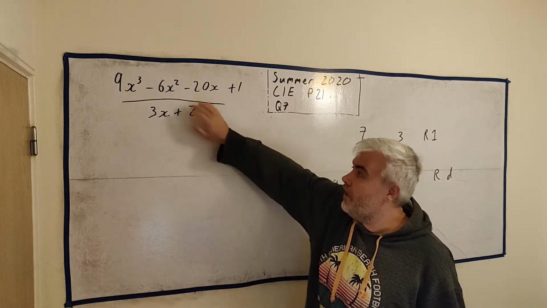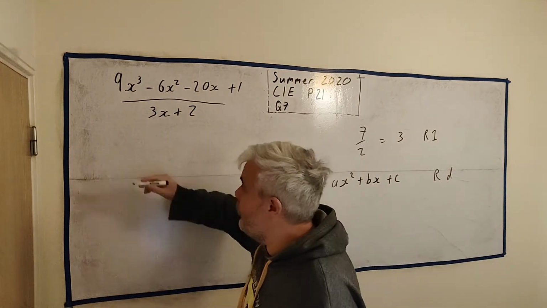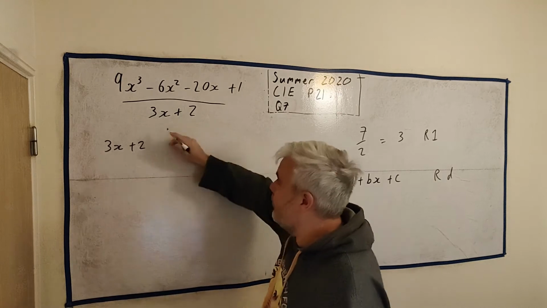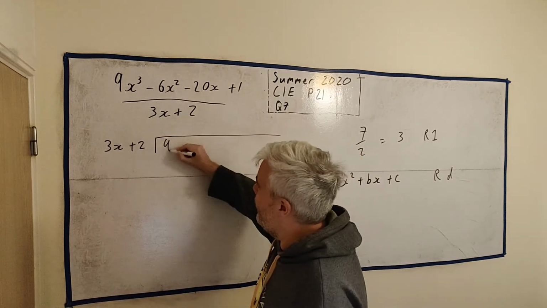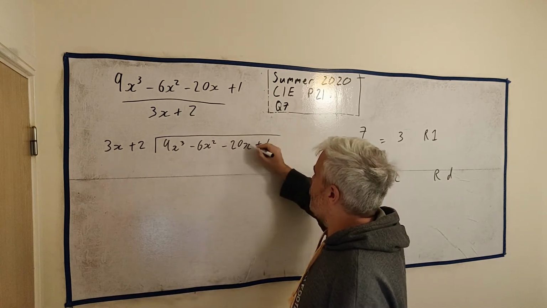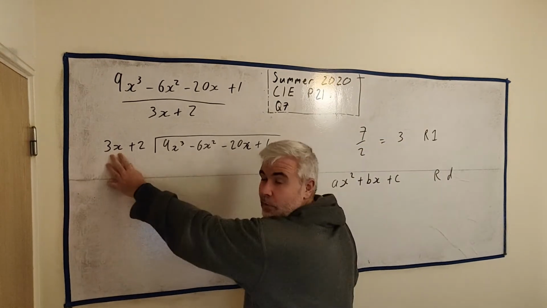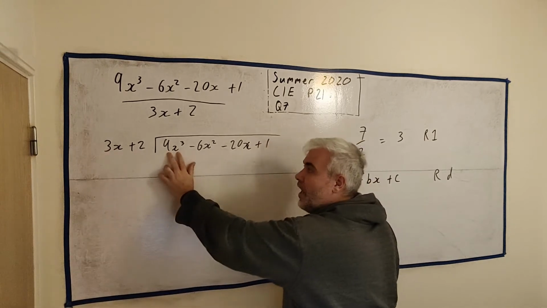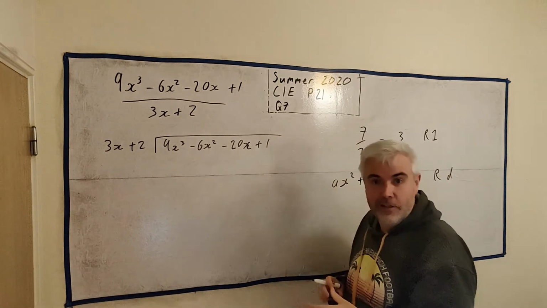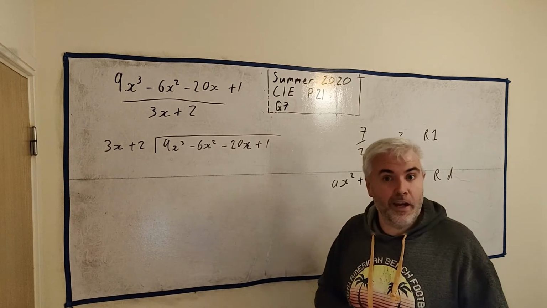So that's all we need to do. We just need to go ahead and divide this into this. How we do that is actually quite similar to something we've done since we're quite young, long division, or an algorithm for long division. So we take this one and divide it into this term here, 9x cubed minus 6x squared minus 20x plus 1. We're going to do this all the way along until we're left to the very last one. And unfortunately, nothing will quite work for the last one. And that's where we're going to get a remainder.